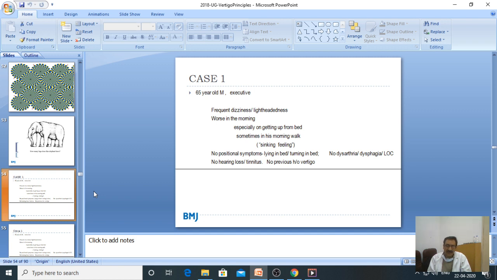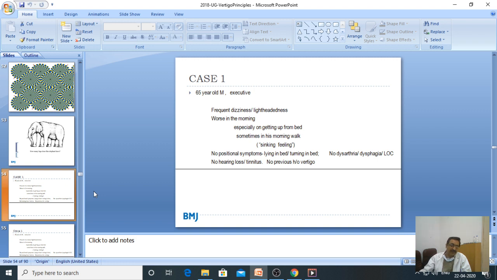No dysarthria, dysphagia, loss of consciousness. It basically tells you that the area around the vestibular nucleus in the brainstem is not affected. No hearing loss or tinnitus, which tells you that the rest of the inner ear may not be affected. Of course, it's not necessary that every neurological cause will come with dysarthria, dysphagia, and it's not necessary that every otological cause comes with hearing loss and tinnitus. So anyway, here we are.